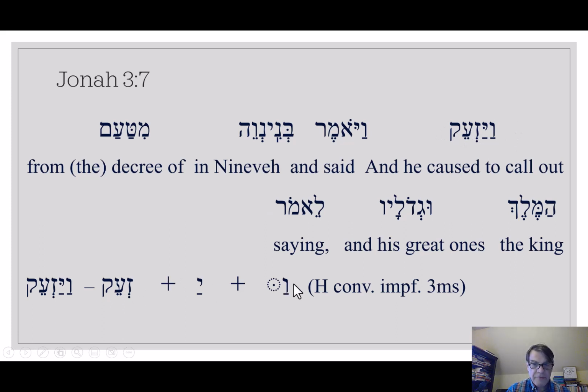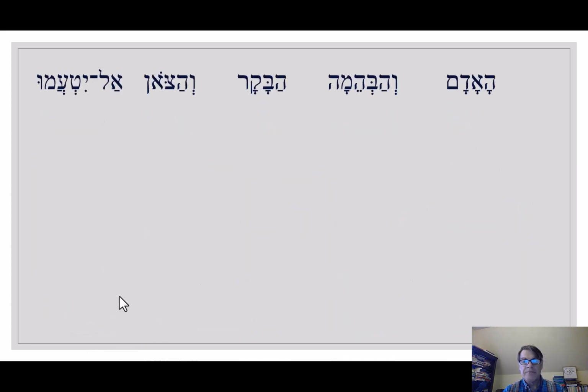So there you got the vav patak doubling. That's the preterit or converted imperfect. You've got the yod. That's third masculine singular. You've got the patak. That's an indicator that it's a Hiph'il or H stem. And then the seri is also an indicator that it's a Hiph'il or H stem. Okay, let's do the rest of the verse, shall we?